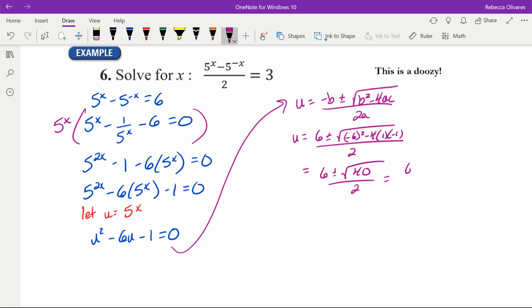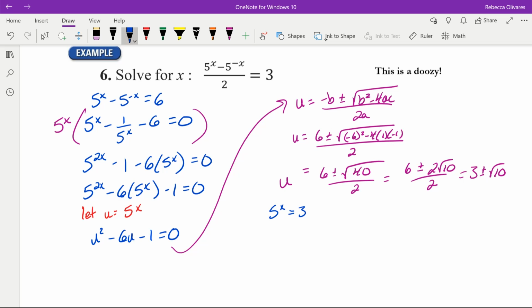40 has a perfect square in it. That's going to be 6 plus or minus 2 root 10, all divided by 2, and we reduce that. And then, of course, you can split that up and call that 3 plus or minus the square root of 10. And all of that is equal to u. But we weren't trying to solve for u, we were trying to solve for x. So if we back substitute, we're now looking at 5 to the x equals 3.